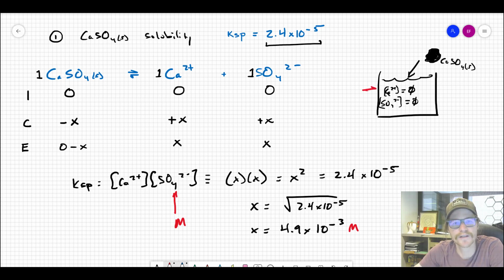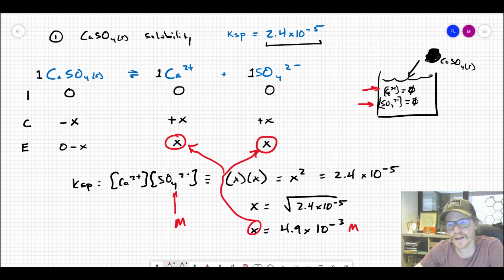So that would be the concentration of both sulfate and calcium, because both of those are X at equilibrium, right? This is the X that we computed. So at equilibrium, that's the concentration we'd expect for both of those ions to be in solution.